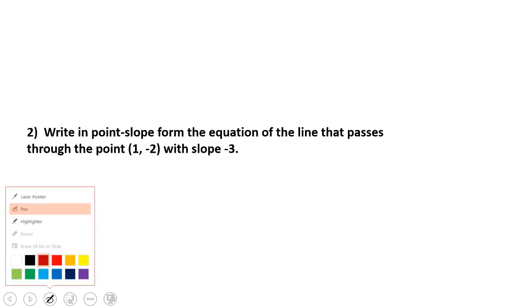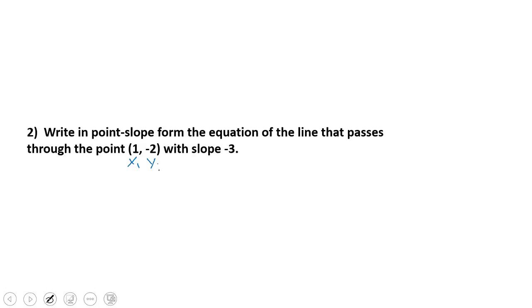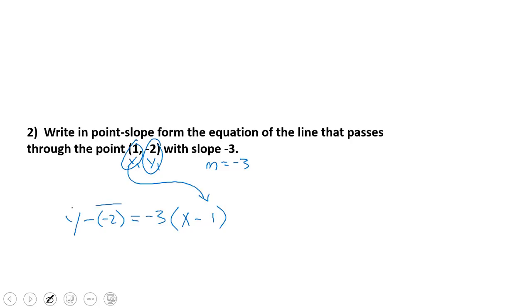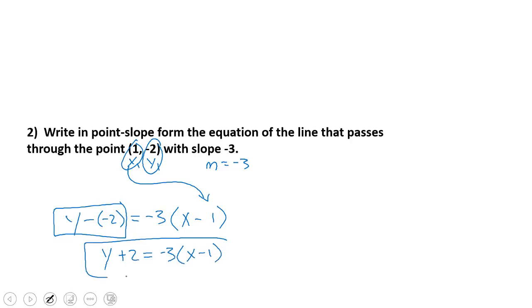Once again, we're just going to label real fast. x1, y1, my slope being -3. And I go y minus, well, y1 is -2 equals my slope -3 times the quantity of x minus x1 being 1. Well, I do have something here I can simplify because I have a negative over here. So y minus the negative 2 actually becomes y plus 2, and then we have negative 3 times x minus 1, and we are done with that one.